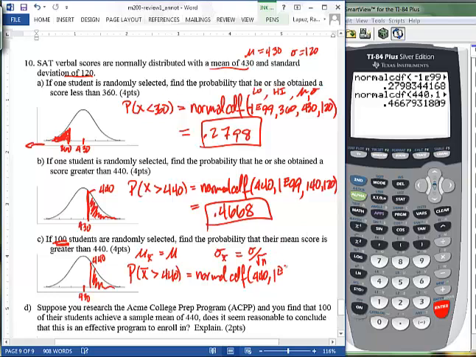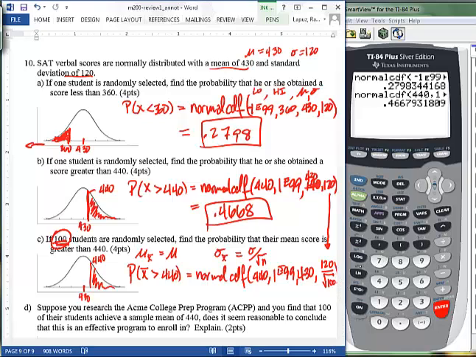We got 440 e to 99, and then this should have been 430. Oops. Somebody probably caught that already, but here it goes, 430. Now this is the big difference. Instead of your standard deviation being the way it was, your standard deviation needs to be your old standard deviation divided by the square root of whatever n is. In this case, it's 100.